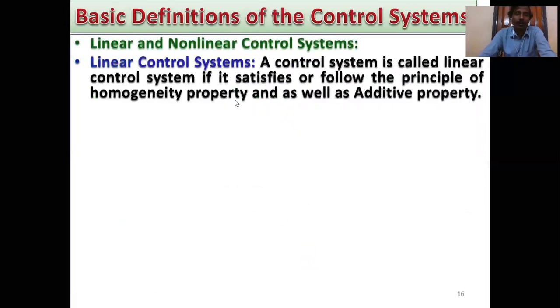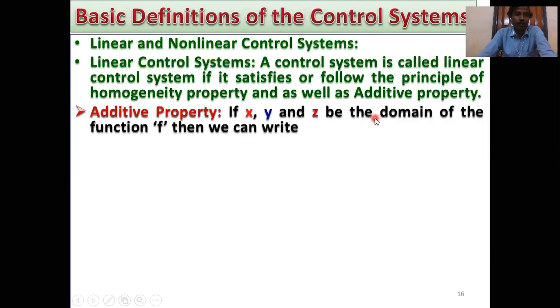What are linear control systems? A control system is called linear if it satisfies or follows the principle of the homogeneous property as well as the additive property. So if it follows the homogeneous property as well as the additive property, then we call it a linear control system. What is the additive property? If x, y, and z belong to the domain of the function f, then we can write f of x, y, z.